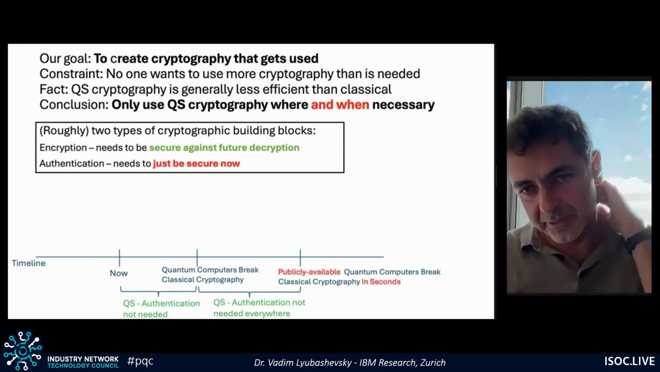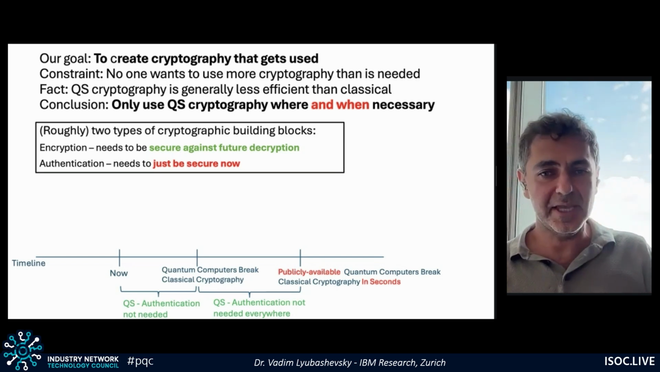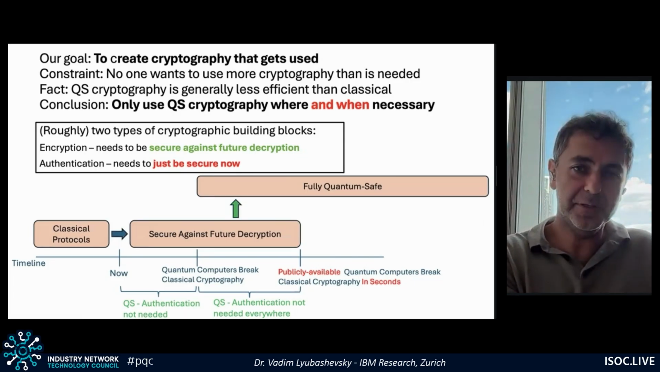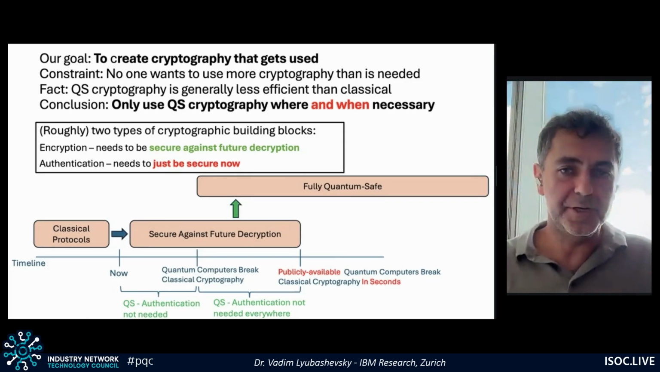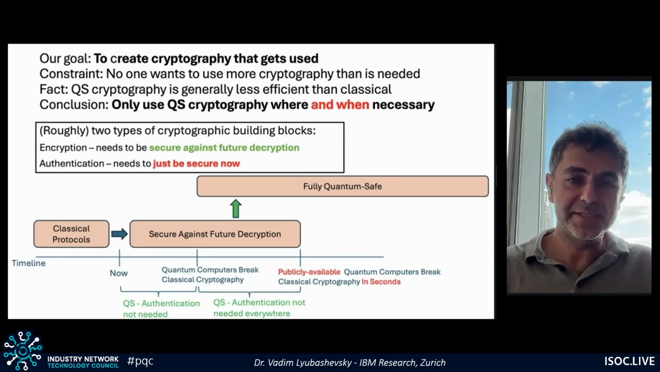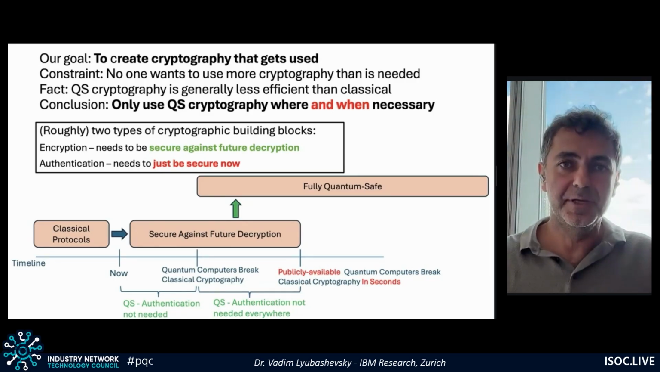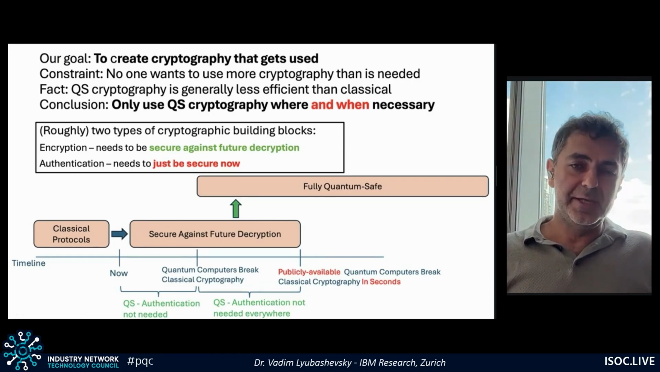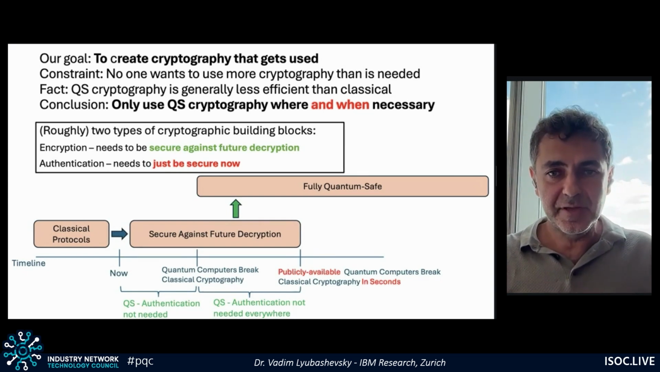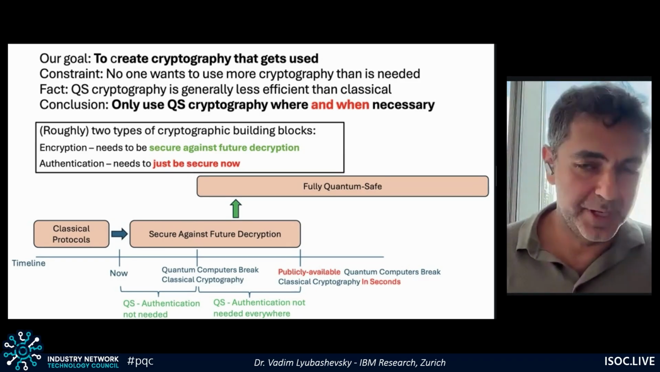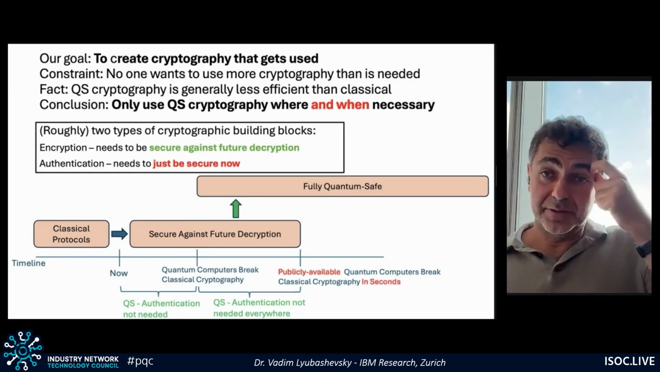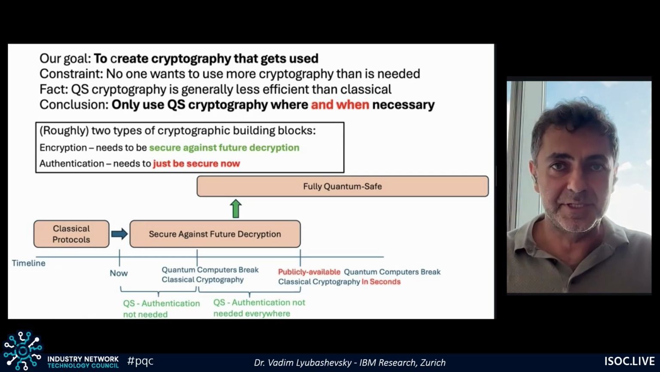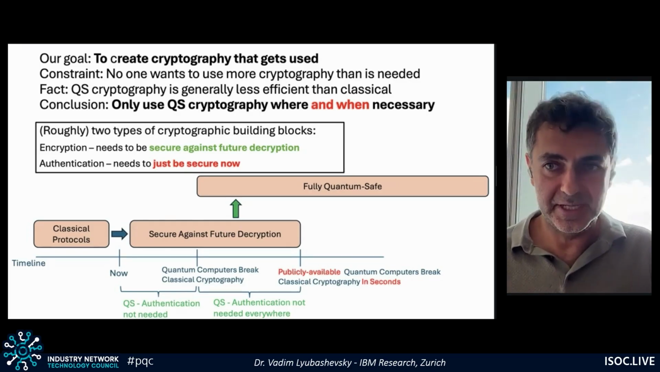But then there will come a point on the timeline when quantum computers can break classical cryptography in seconds, and then you need quantum safe everywhere. But in the meantime, the way you transition is the following. Now we have classical protocols, and then we should switch to protocols that are just secure against future decryption. So all the encryption uses ML-KEM or whatever else you need to secure against these harvesting attacks. And of course some schemes should be fully quantum safe. And then once we get to where quantum computers are good enough to break everything in seconds, you have to be fully quantum safe. So the point of this is that if someone says, I want to transition to quantum safe, the answer is not let's transition everything to quantum safe. You can do it in steps and do the most important steps first.